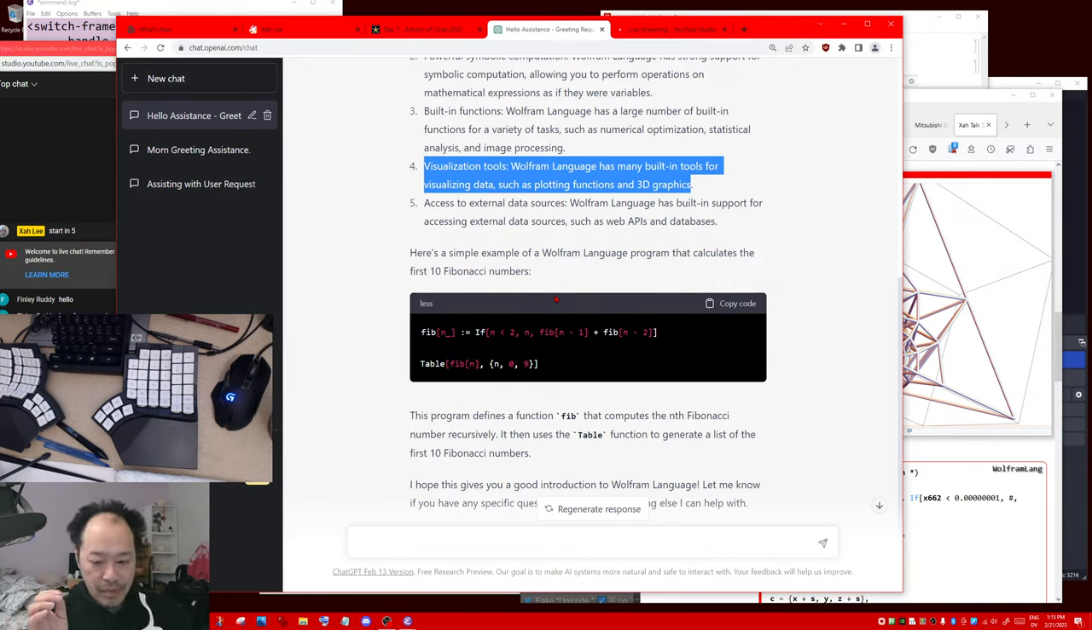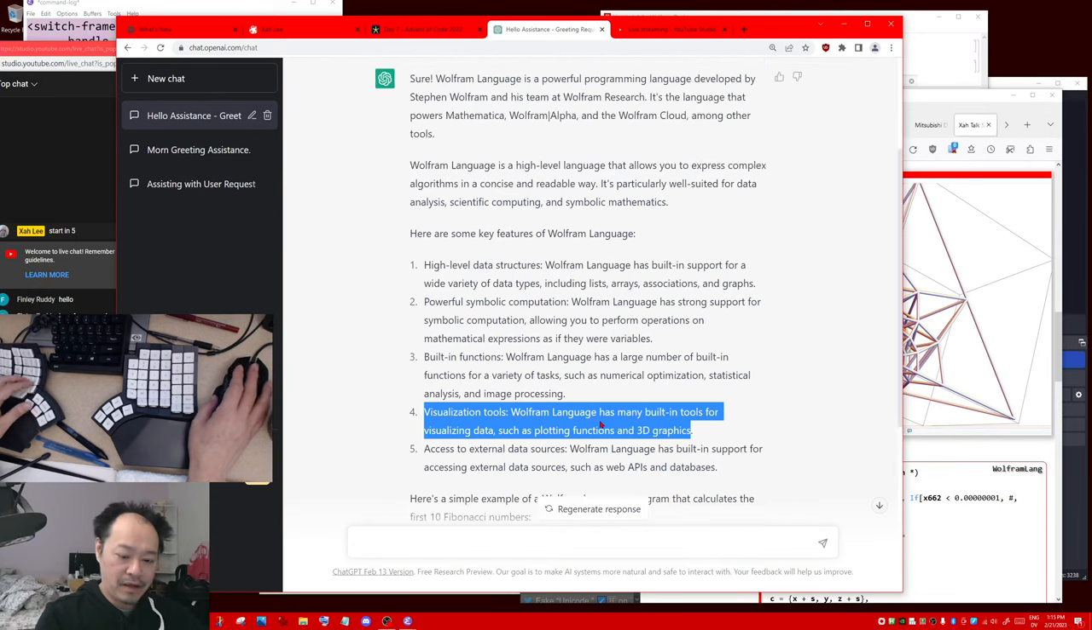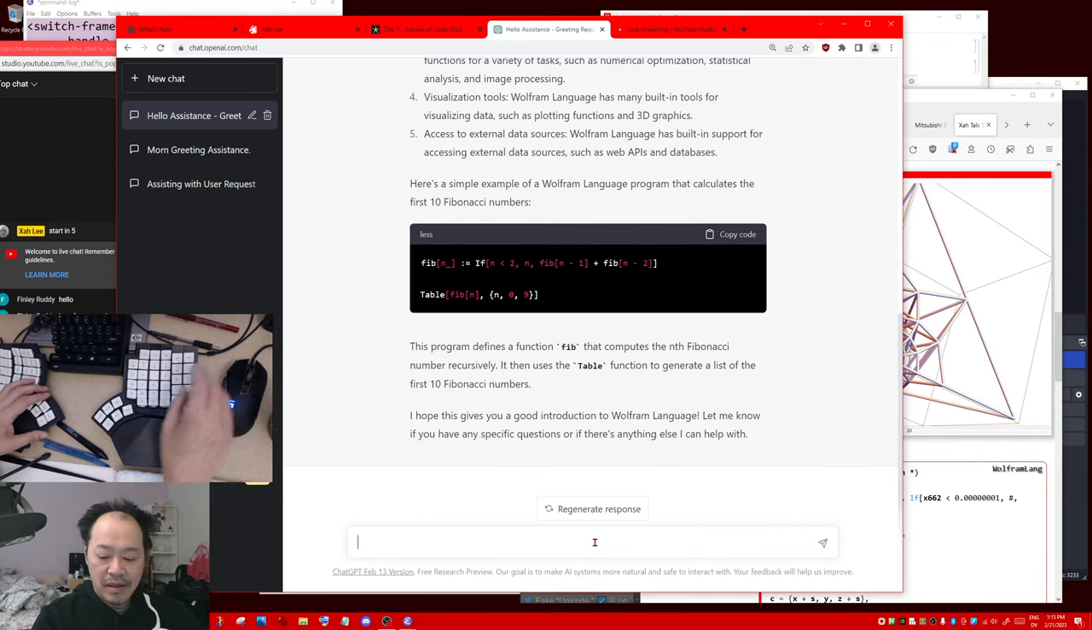However, many of the answers it gives are incorrect, so it's basically just like web search. When you search the web, you see a lot of answers, and sometimes they are just not correct. So that's my conclusion of ChatGPT.